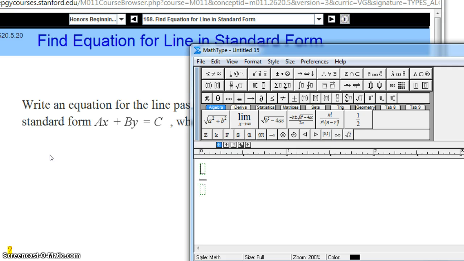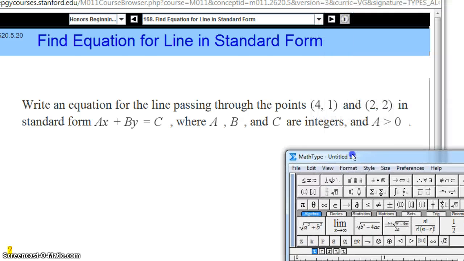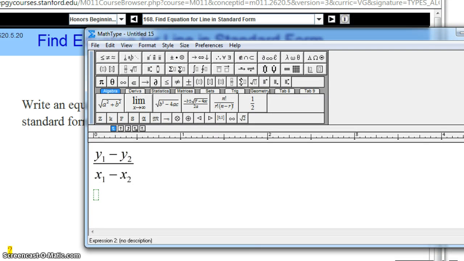Okay, so what is slope? Can you tell me? I'm pretty sure you can. It's y1 minus y2 over x1 minus x2. Okay, it looks like this, right? This is slope, rise over run, the change in y over the change in x. So we have 2 points, (4, 1) and (2, 2). I can put that in parentheses, so it's a point. Okay, so we can call this x1, x2, y1, y2.